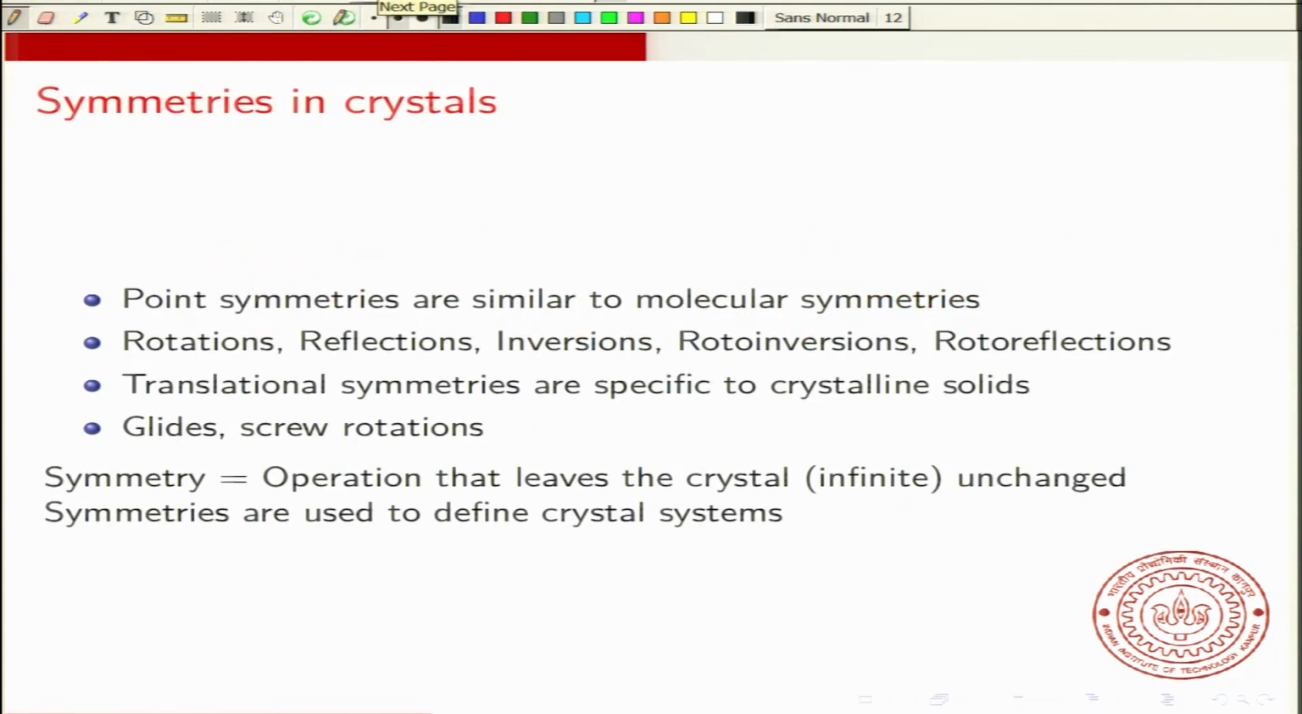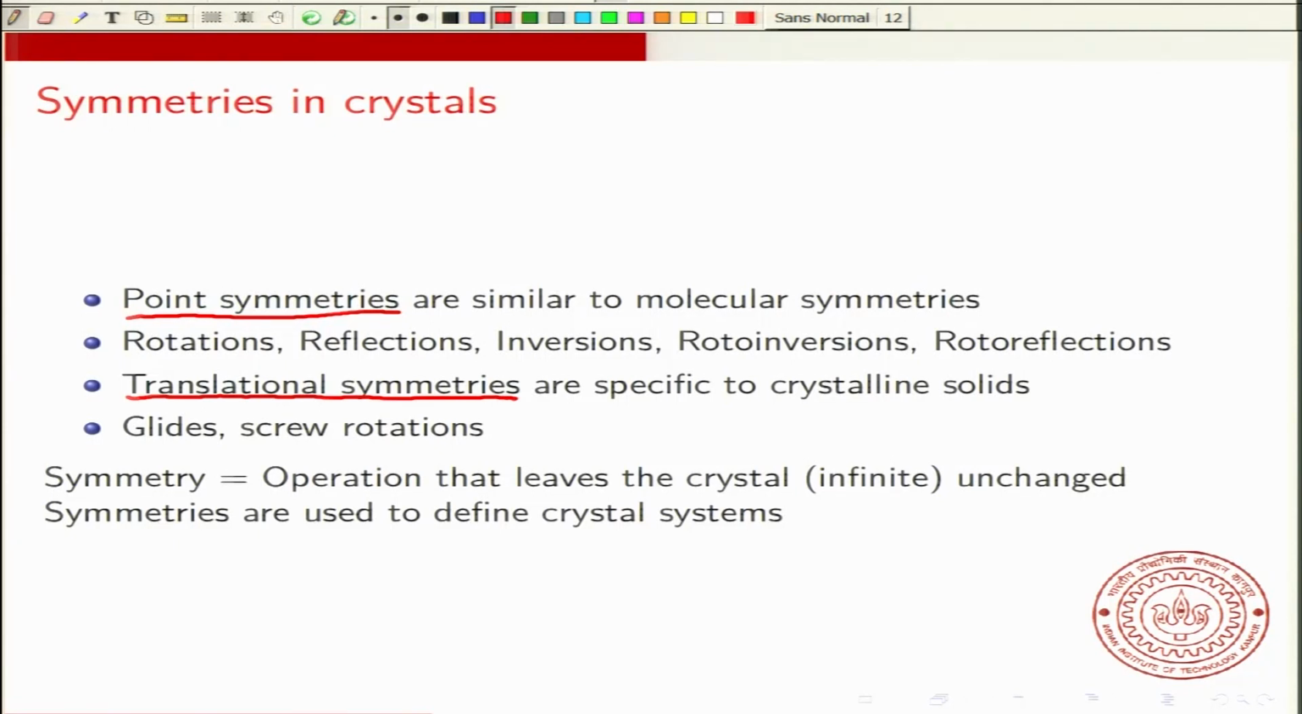In crystals there are two kinds of symmetries. There are the point symmetries, and these are similar to molecular symmetries that you might have encountered in a course on group theory. In crystals there are additional symmetries called translational symmetries, which are very specific to crystalline solids, and we will talk about both of these in more detail.